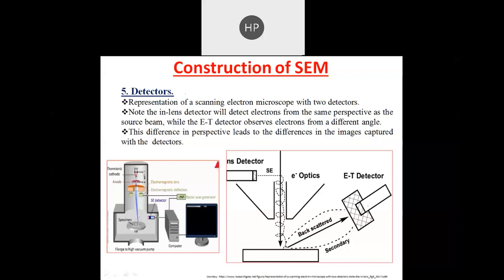And the difference in perspective leads to differences in the images captured with the detectors. So based on what type of detector we are using, a different perspective of the image can be captured. And as you can see here, all these electron detectors are connected to the computer. Through that we can have an image which is generated on the display of the computer.